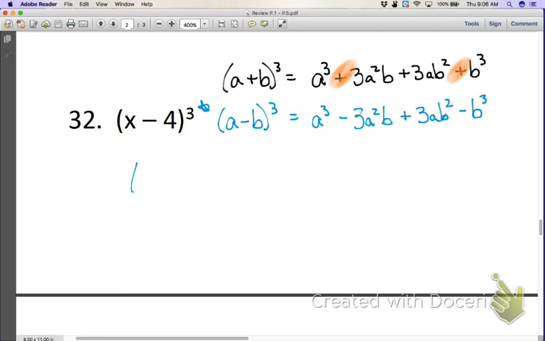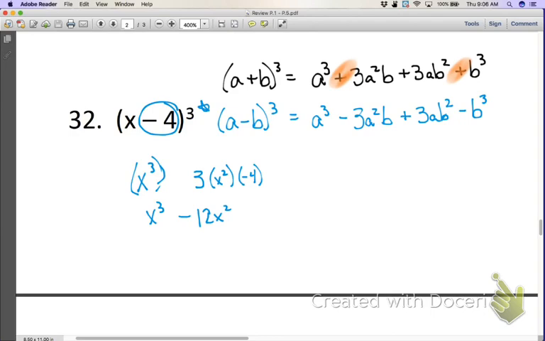So I'm going to take x to the third. Then essentially what you're doing is you're just going to take 3 times x squared times the negative 4, because what that's going to do is make it negative 12x squared. There's where your negative comes from. Okay, it's basically like if you just take the whole thing. Does that make sense? So I have x to the third minus 12x squared.